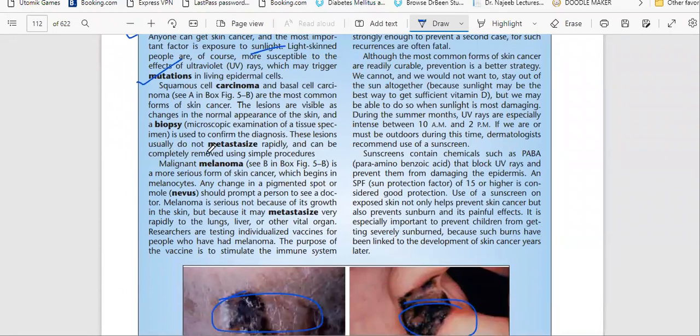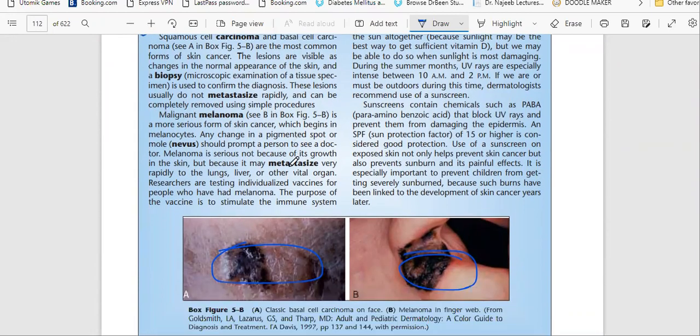These lesions do not metastasize rapidly and can be completely removed using simple procedures. So basically, skin cancers will not eventually spread to other parts of the body. They will be localized only. Sometimes they can become more harmful to our body, but basically they are only localized. This is something we have to remember.